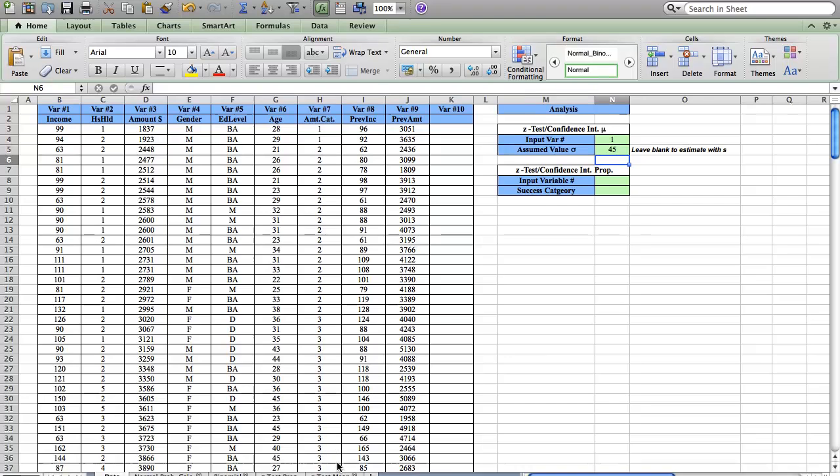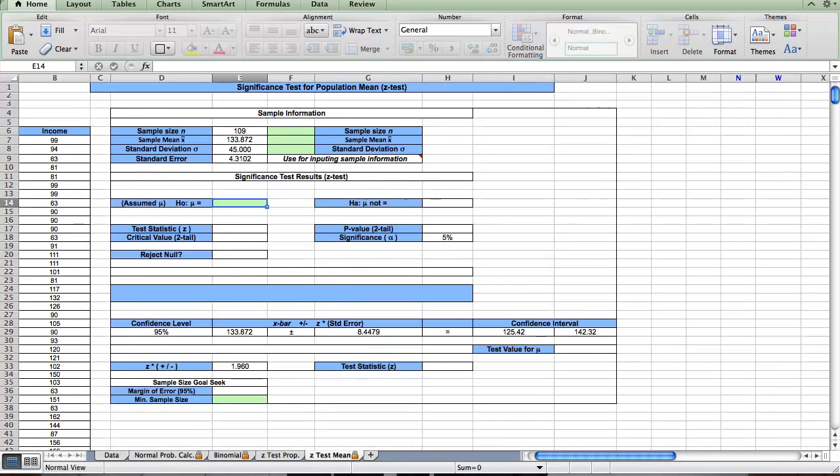The worksheet tab z-test for the mean is what we need next. We're testing the assumption that the population mean is 125,000. So we input a test value of 125 to define our null hypothesis.